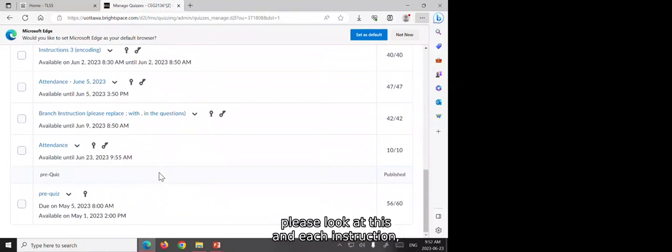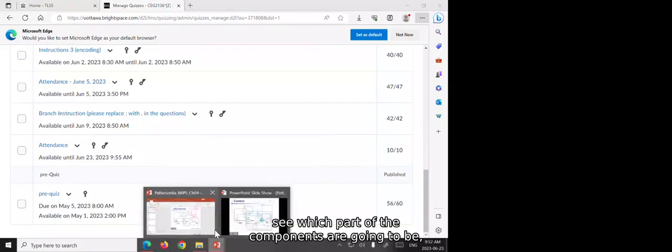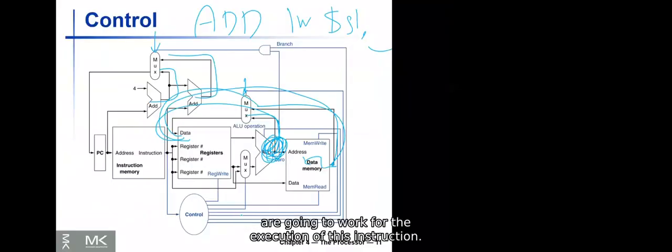So as homework, please look at this and each instruction, see which parts of these components are going to work for the execution of this instruction. So that's your homework. It's important.